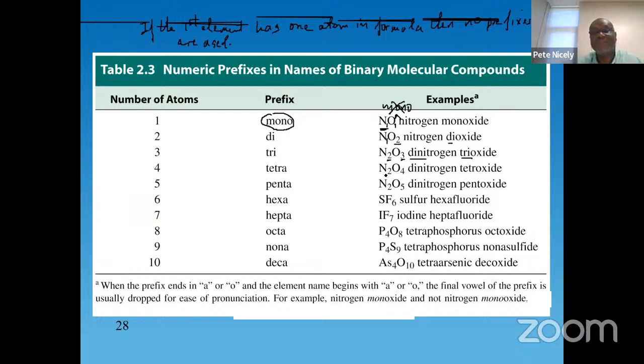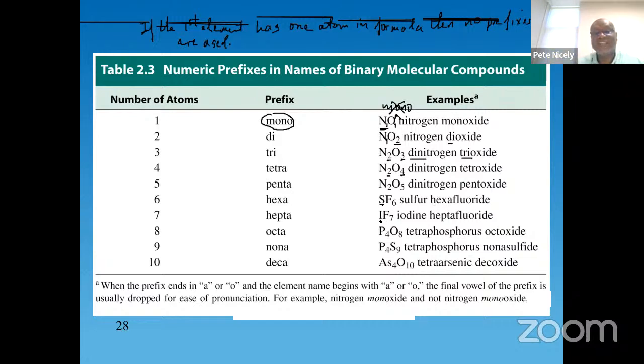In the case of the fourth example, where you have 2 nitrogen atoms and 4 oxygen atoms, the name of this molecule is dinitrogen tetroxide. In the case of the fifth example, you have 2 nitrogen atoms and 5 oxygen atoms. The name of this compound is dinitrogen pentoxide. All right. And then in this example here, again, there's only 1 atom represented for the first element, which is sulfur. So there's no monosulfur here. So the name of this compound is sulfur hexafluoride.